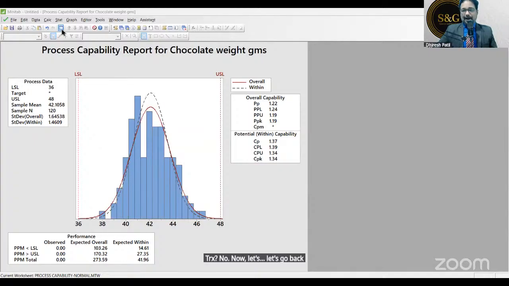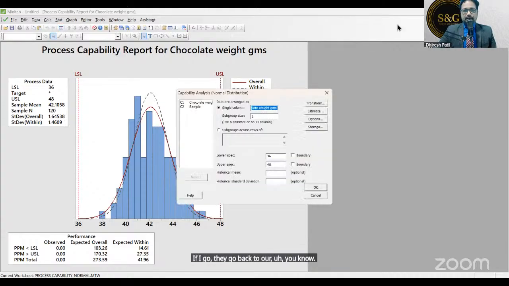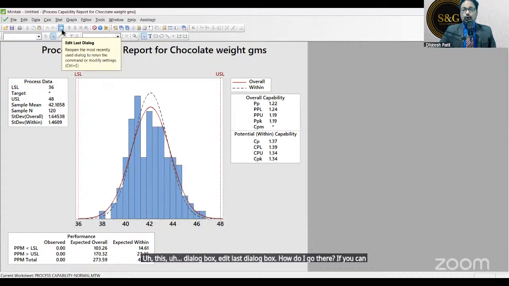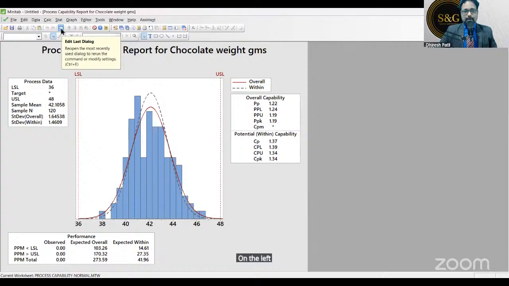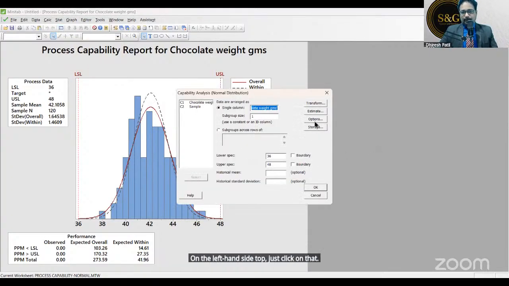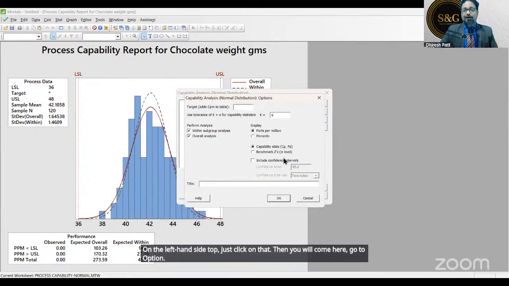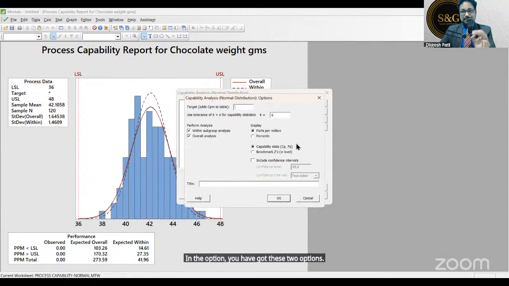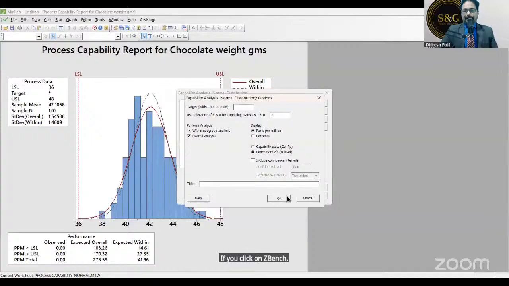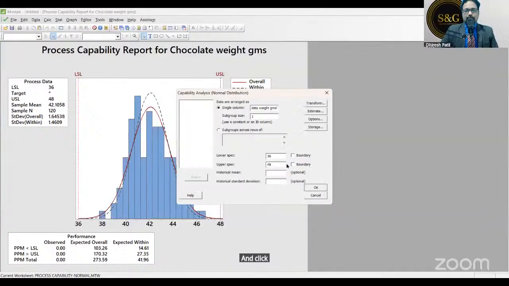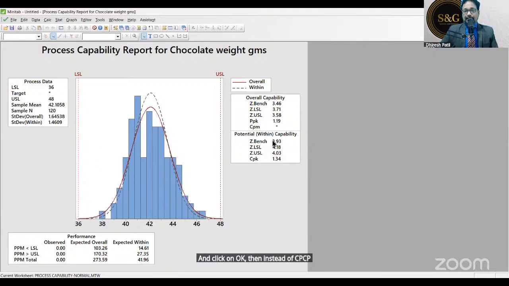Now let's go back to the Z value, which we had calculated last session. If I go back to our dialog box, edit last dialog box, how do I go there? You can press Control E, or you can click on this tab. See my cursor on the left hand side top, click on that. Then go to Options. In the options you have these two: capability stats Cpk, or Z bench. If you click on Z bench and click OK and OK, then instead of the Cpk calculation, it will give you the Z bench value.